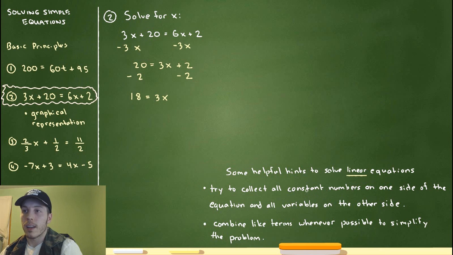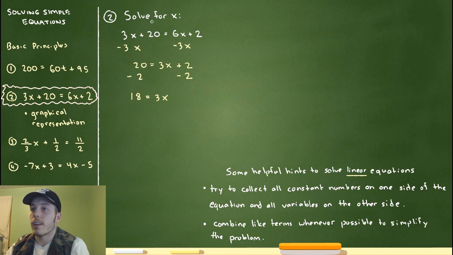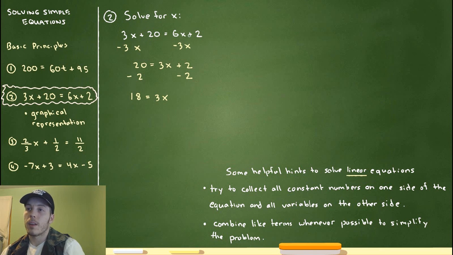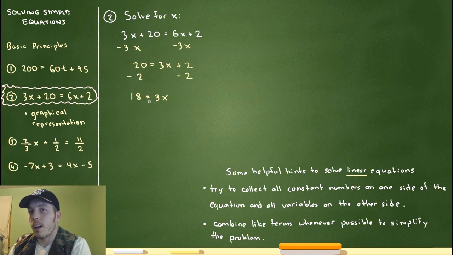Essentially, that's combining like terms as well. The 3x and the 6x, those are like terms, and the 20 and the 2, those are also like terms. And so by moving these to the left and the right side, we are actually combining like terms. Now oftentimes when solving these linear equations, we end up with a situation like this. We're trying to get x equal to some expression.